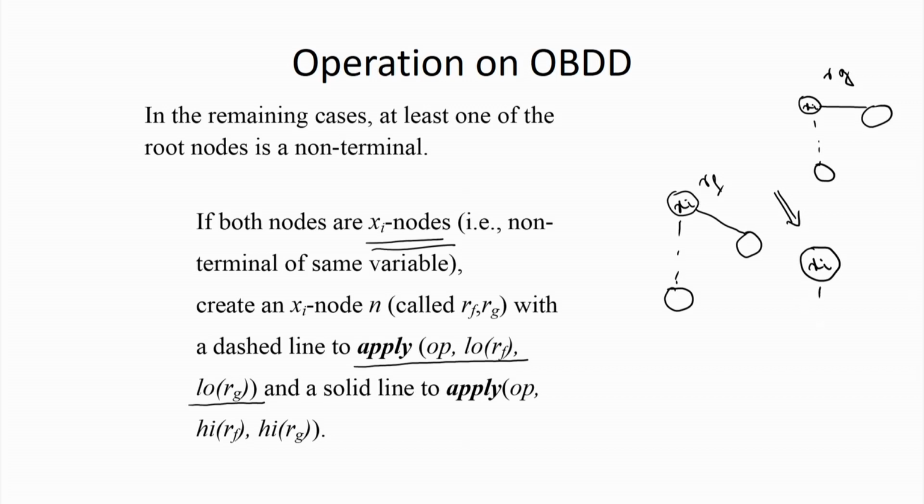So, in this particular case we get this node with the dashed line and the solid line. What is the functional value over here? It says apply the operation on low of BF and low of BG. That means this is the low value and this is the low value. You can see what we have over here, and accordingly we construct the node, and this is the high. Accordingly we are going to do this.